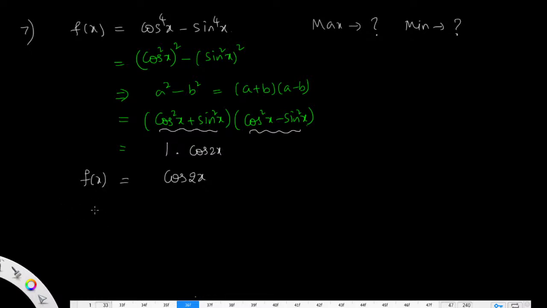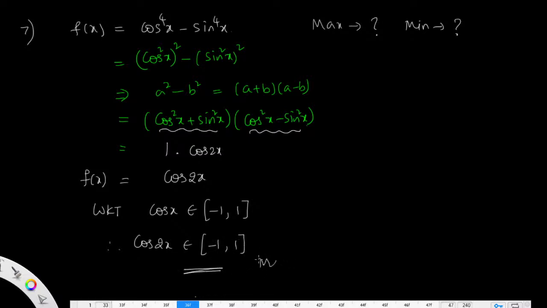We know that for cos x, the maximum and minimum value is always minus 1, 1. Therefore, cos 2x also belongs to the interval minus 1, 1 only. Therefore, the maximum value is always 1 and the minimum value is always minus 1. The value is not in that form, so you have to simplify. That is the basic formula: a square minus b square equals a plus b into a minus b.